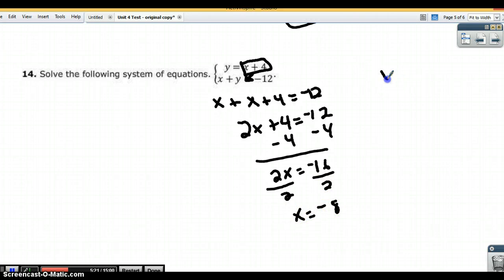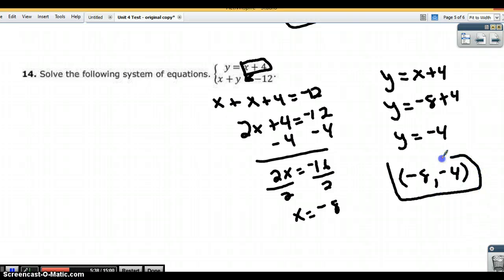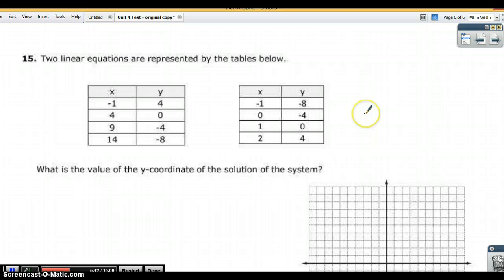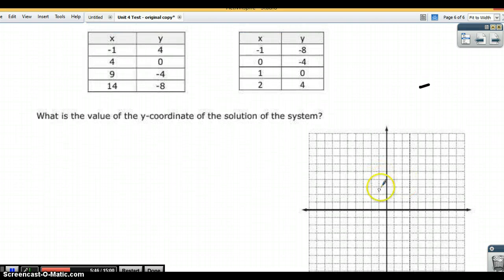So then I would use the y equals x plus 4 to find y. So y is equal to negative 8 plus 4. Well, negative 8 plus 4 is negative 4, so my solution to this is negative 8, negative 4. Very simple one right there. Alright, so 15. This one, again, I would have plotted those points, the ones that fit.